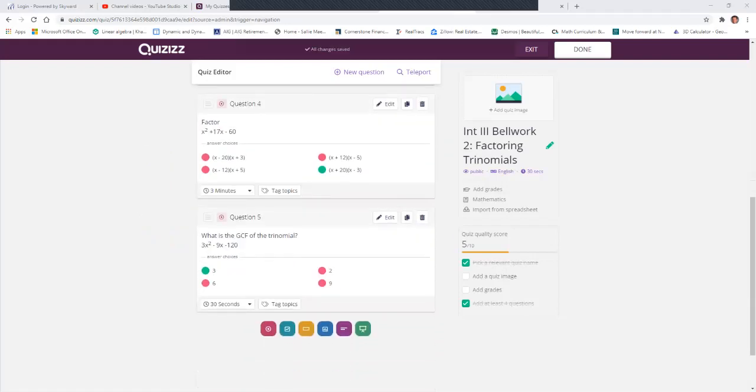Question number 4. On question number 4, just for the sake of time, I'm going to go ahead and show you the answer. The answer is x plus 20 times x minus 3. And if we check it, we should be able to verify that. So let's do that. X times x, first terms, is x squared. Then on the outside, I would have negative 3x plus 20x. That's positive 17x. And then positive 20 times negative 3 is negative 60. So that does check.